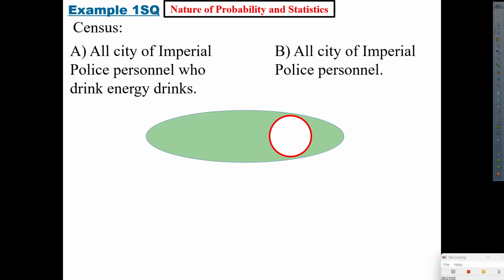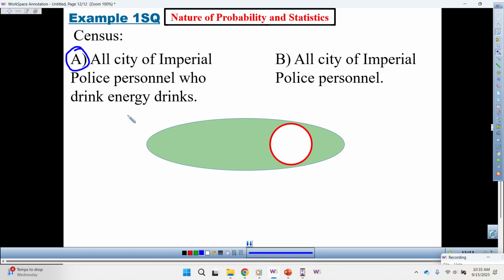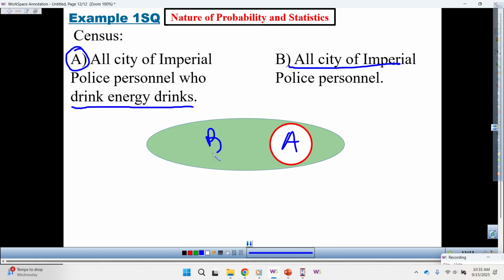All right, let's go over here to Aubrey. What is A? A is sample. Hands if you agree with that. That is correct. And why? Because they're talking about only the people that drink energy drinks. Does everybody drink energy drinks? No, I don't. So that means this one is B for the entire population.